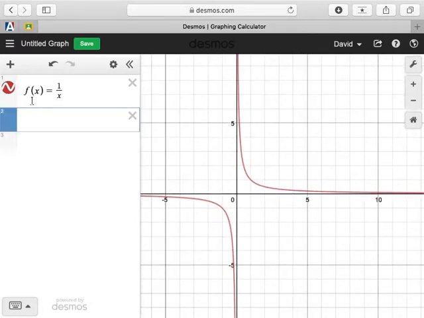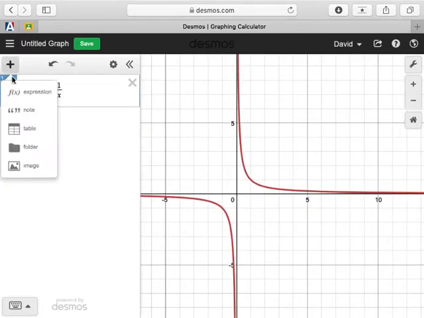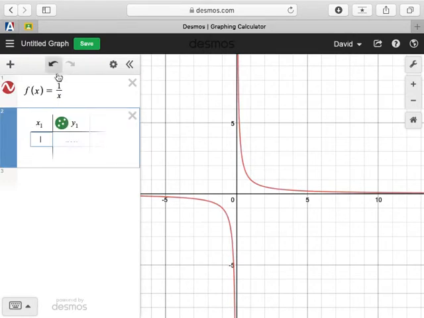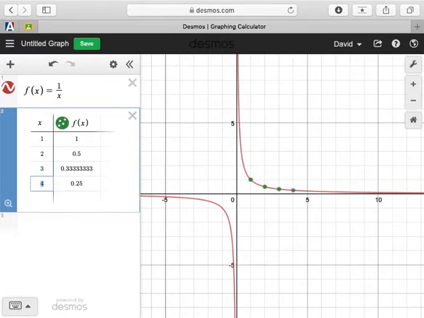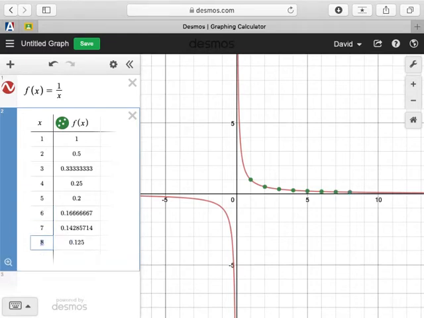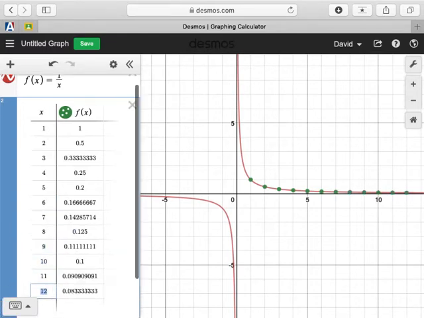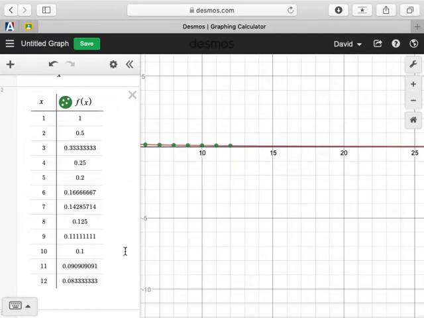Now, I'm going to add a table. Add a table, change it so it gives us values for the function. It'll be x, and this will be f of x. I'm going to type in a 1. What happens if I type in a 2? Notice that it plots the points for you. It gets smaller. If I plug in a 3, and you can just press enter, plug in a 4, what happens to the f of x? 5, 6, 7, 8, 9, 10, and so on. Notice that it's plotting all the points for you.